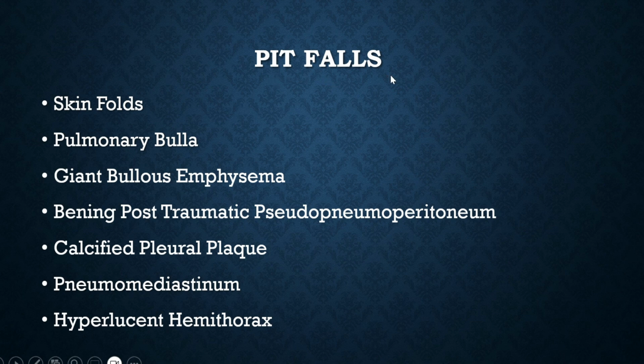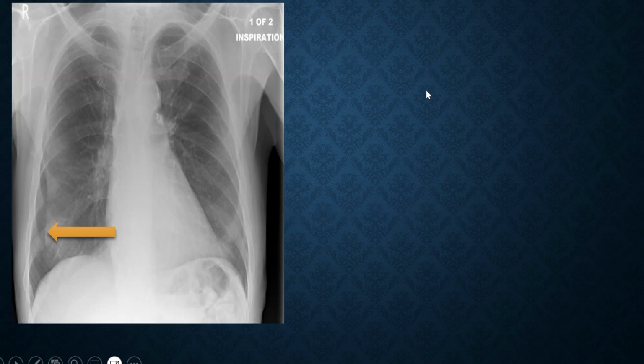Now the pitfalls of the pneumothorax, that is the skin fold, pulmonary bulla, giant bullous emphysema, benign post-traumatic pseudo-pneumoperitoneum, calcified pleural plaque, pneumomediastinum, and hyperlucent hemithorax. These are some conditions which need to be differentiated from the pneumothorax.